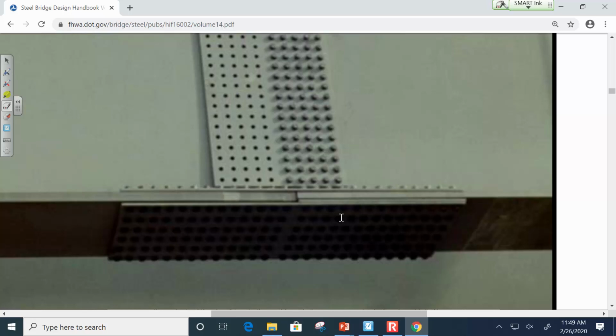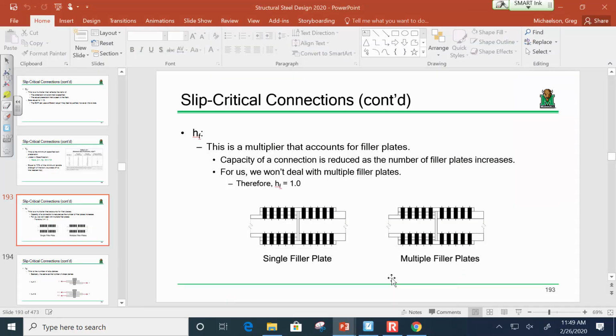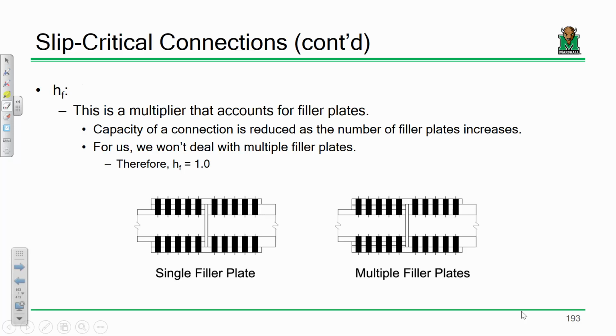Now, unless the clarity of this image is a bit off, that looks like a single filler plate. You could have multiple filler plates, and the only time that would ever really happen is if you're trying to splice something like a 19/64 inch thick plate with a 1/2 inch plate. Maybe you can't get that one plate, maybe you need a 64th and then a 1/8, or some weird situation. If you ever had multiple filler plates in a slip critical connection, you would use a different h sub f, but in this class, we're never going to do that. So we're always going to take our filler factor to be 1.